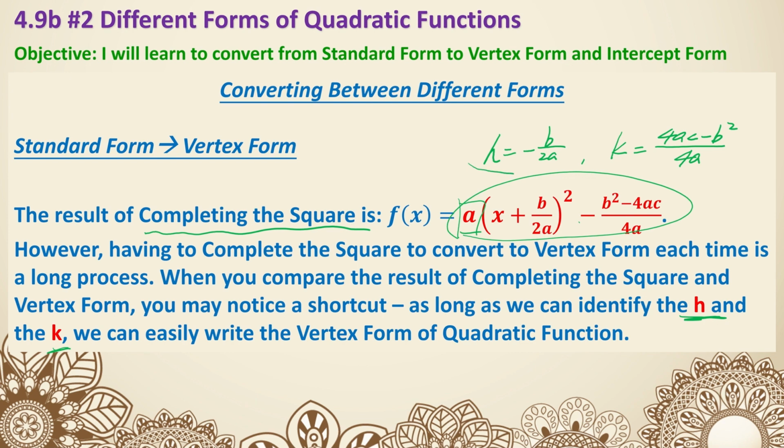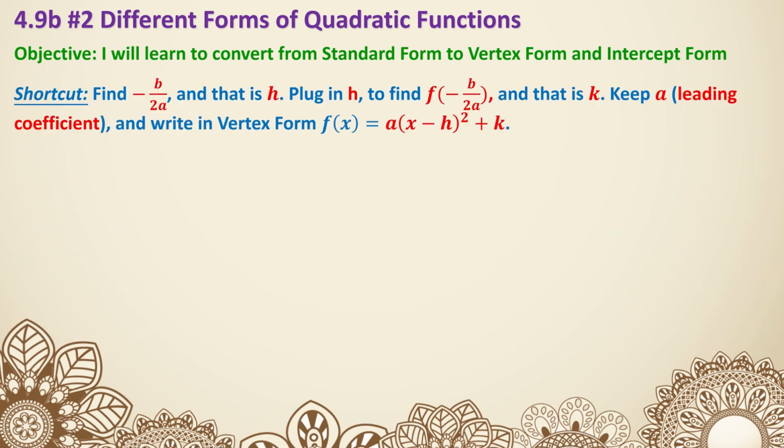The shortcut is to just use the result of h, which is negative b over 2a. We're not going to even use the result for k, because as soon as we have h, we can do something else to find the k. So here's the shortcut. We find negative b over 2a, and that is our h.